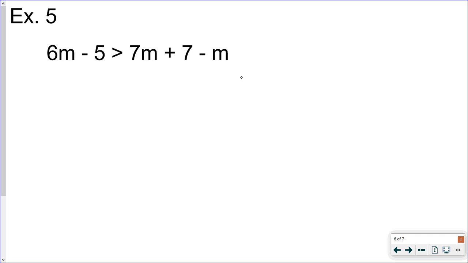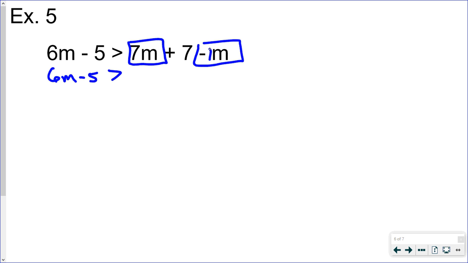So again, let's simplify this down before we decide if we need to flip. So I'm going to combine like terms, so nothing to combine on this side. But over here, I have 7m minus 1m. There's a 1 that's not written. So 7 minus 1 is 6m. So that gets me to here.